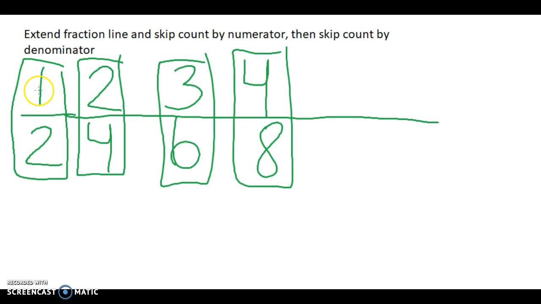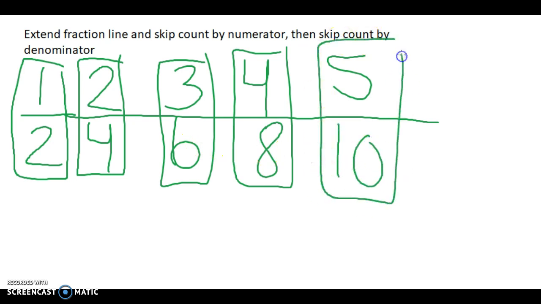So remember, since the original numerator up top was 1, here I'm just counting by ones. 1, 2, 3, 4. The next number would be 5. Since my original denominator was 2, here I'm skip counting by 2s. 2, 4, 6, 8, 10. So 5/10 is also equivalent to 1/2. We can use this strategy with just about any fraction. So next, let's try 2/3.